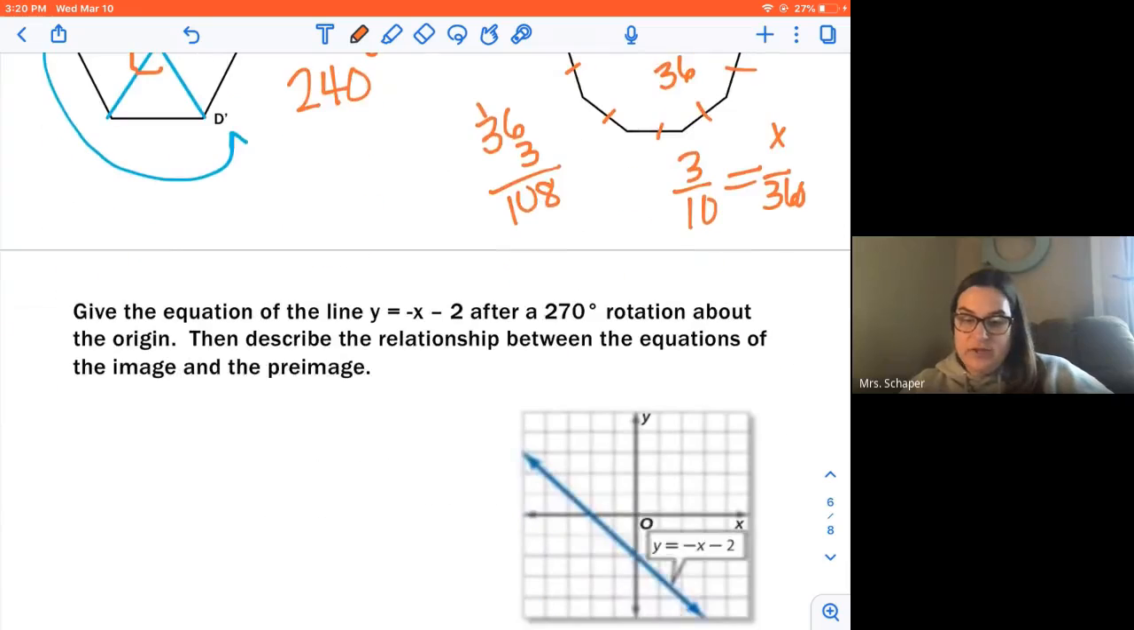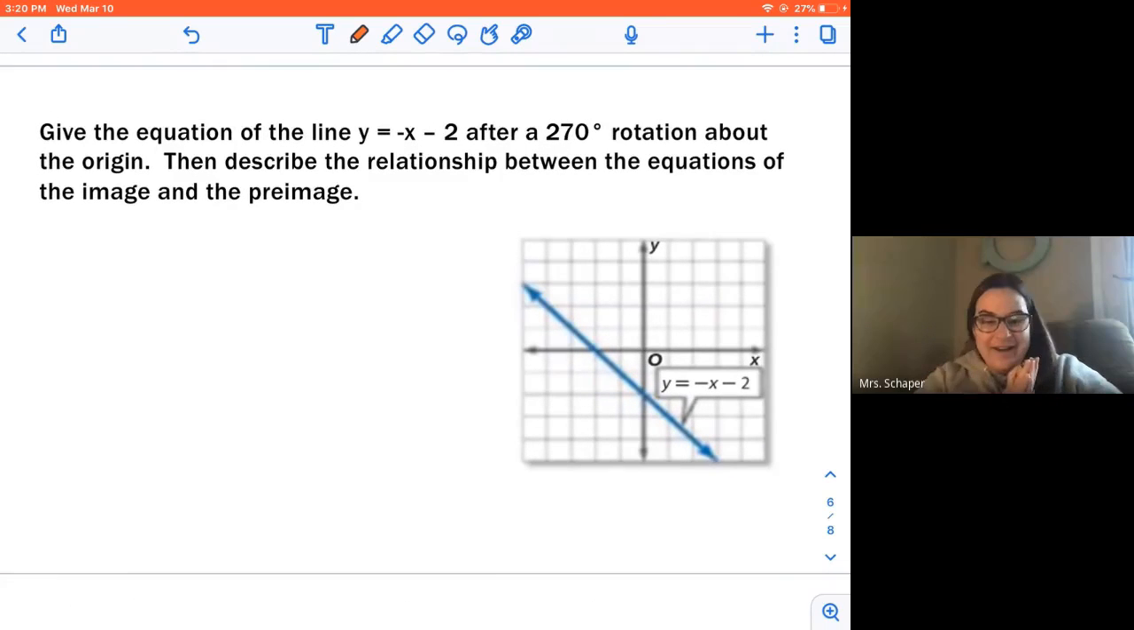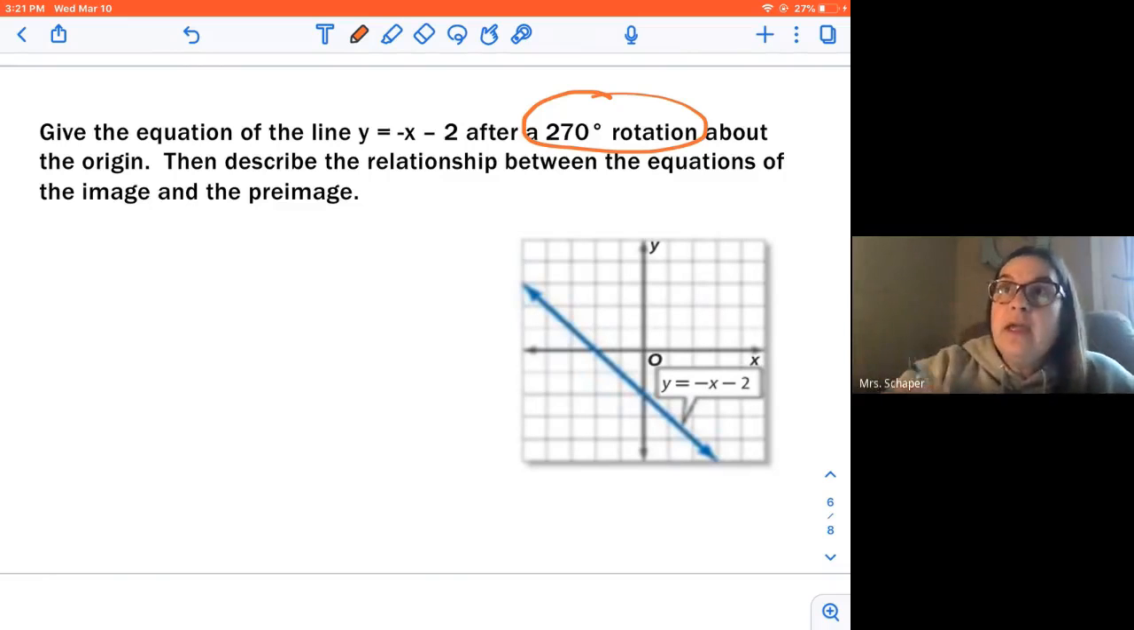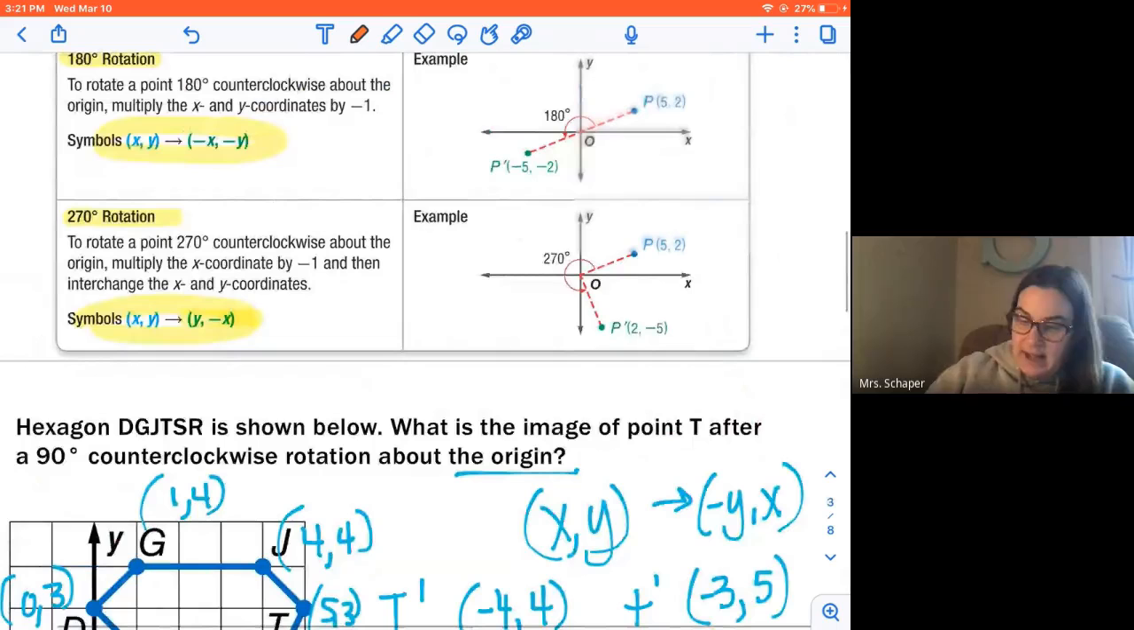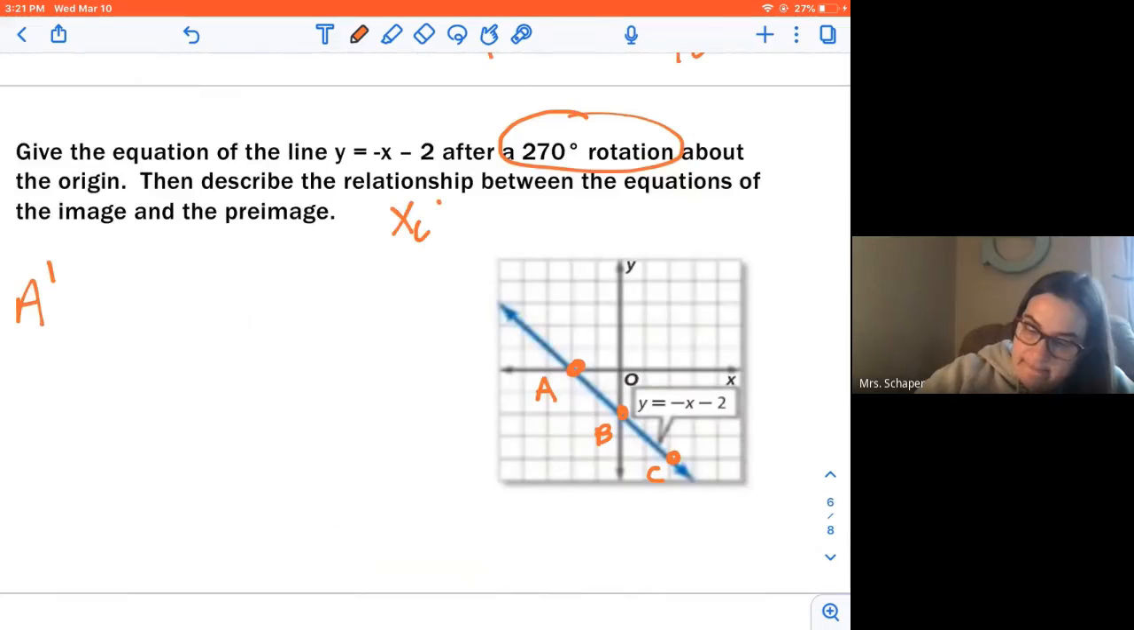Let's try another one. This one's so fun. Given the equation of the line, y equals negative x minus 2. So that's the picture we've got here. After a 270-degree rotation about the origin, describe the relationship between the equations of the image and pre-image. If I pick 2 points on my line, I could even pick 3, I'm just going to call them A, B, and C. So A prime, I'm doing a 270-degree rotation. Now, we want to make sure we get it right. 270 is (x, y) goes to (y, opposite x).